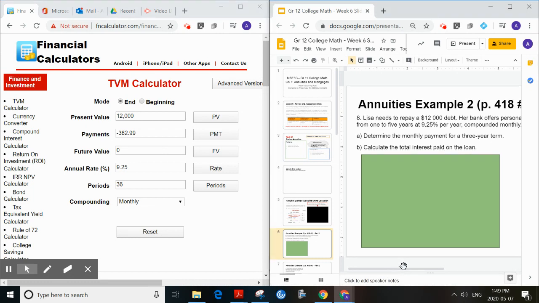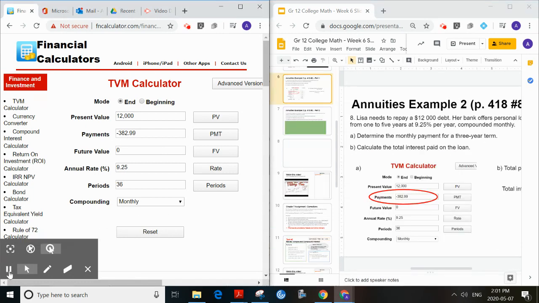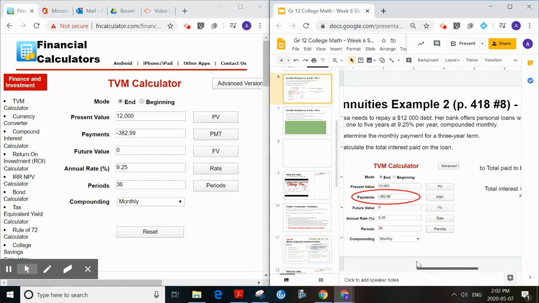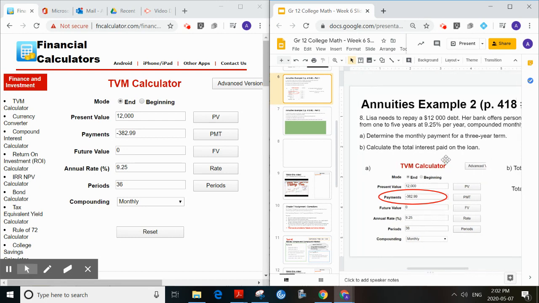Okay, so once we see what our payments are, we can come back over here and we can see that the total that she pays to the bank, she pays $382.99 36 times. So that's a total of $13,787.64 that she pays to the bank. But she only borrowed $12,000. So she's actually paying the bank back an extra $1,787.64. And that is the interest that Lisa is paying on her loan if she does monthly payments for 3 years.